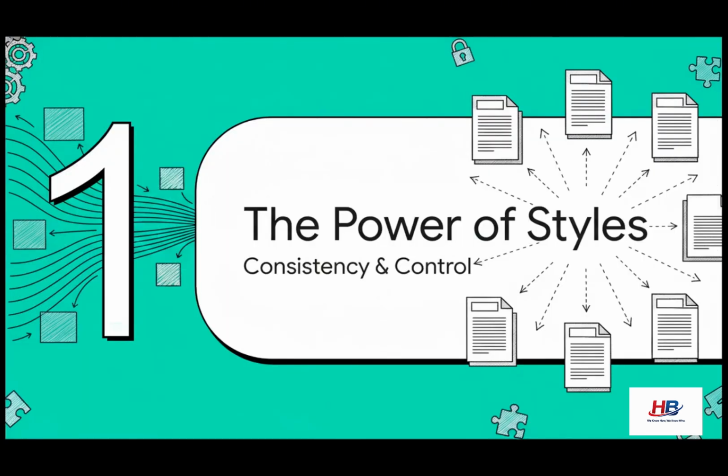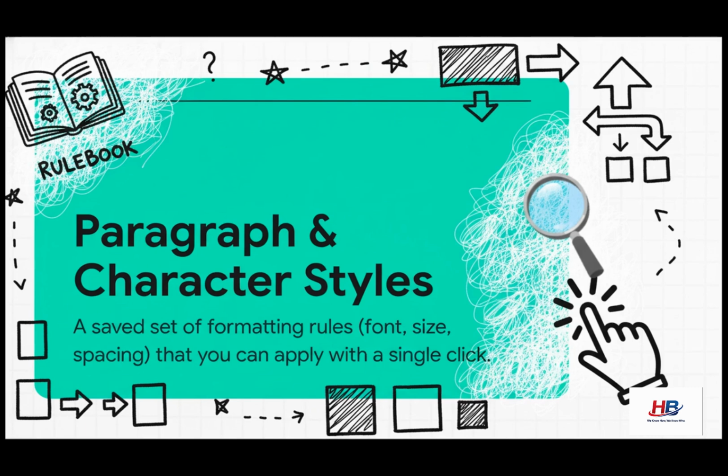Okay, our first stop, and honestly the most important one, is styles. Seriously, if you only take one thing away from this whole explainer, make it this. You can think of styles as your absolute secret weapon for getting total consistency and effortless control over your entire document. So what even are styles? Well, they're basically a saved set of formatting rules. Imagine you create a little rule book for all your main headings. You decide, okay, all my headings are gonna be Arial, 16-point, bold, with a little bit of extra space after them. You save that set of rules as a style. From then on, all it takes is one click to apply that entire rulebook to any heading you want.